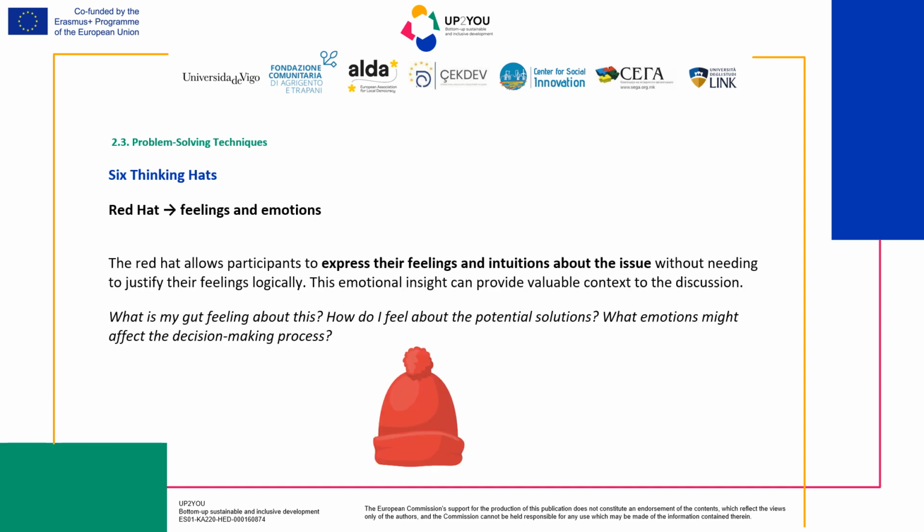The red hat focuses on feelings, emotion, and intuition. When using the red hat, participants are encouraged to express their emotional reactions and gut feelings about the issue or situation without needing to prove logical reasoning or justification. This allows the group to tap into their emotional instincts, which can offer important perspective and context that might not be immediately apparent from a purely logical analysis. Key questions to consider are: What is my gut feeling about this? How do I feel about the potential solutions? What emotions might affect the decision-making process?